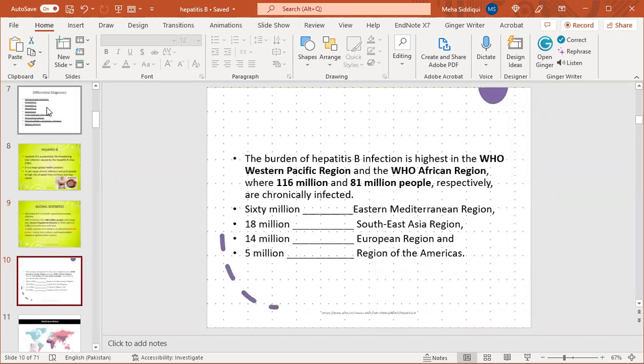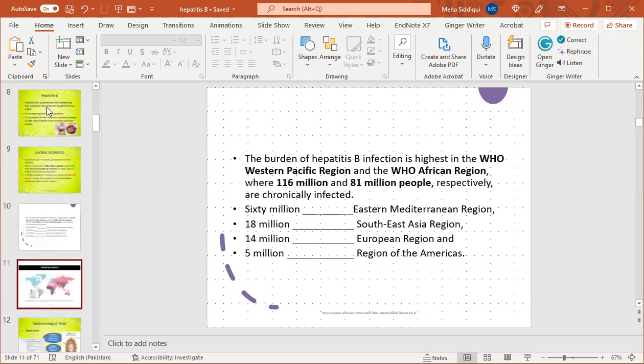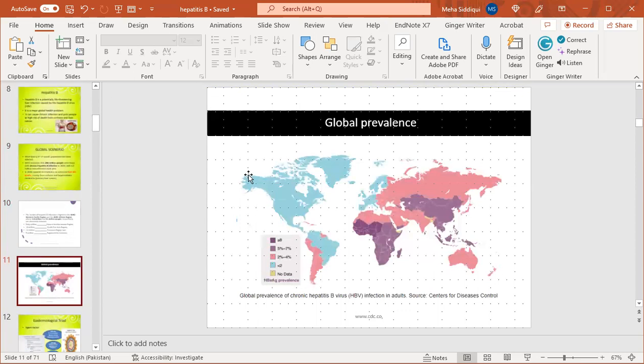The burden of hepatitis B infection is highest in the WHO Western Pacific and African regions, where 116 million and 81 million people respectively are chronically infected. 60 million are affected in the Eastern Mediterranean region, 80 million people in the Southeast Asian region, then 14 million in the European region, and 5 million in the region of the Americas. This is a picture of a global map where we can see the global prevalence in different continents, where greater prevalence, that is 5 to 7%, is seen in sub-Saharan Africa and Asian regions, and greater than 8% is seen in this area of Africa.